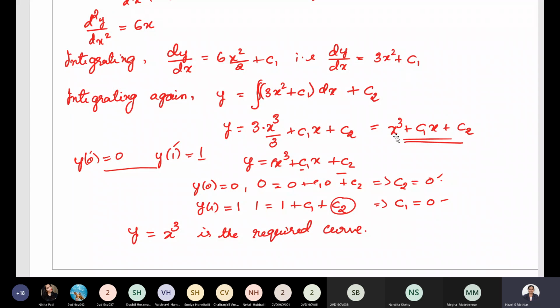Practice this question after my class. Let's discuss the next question. Solve the variational problem.